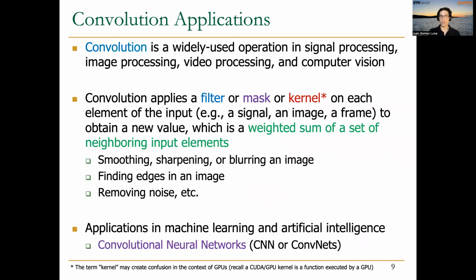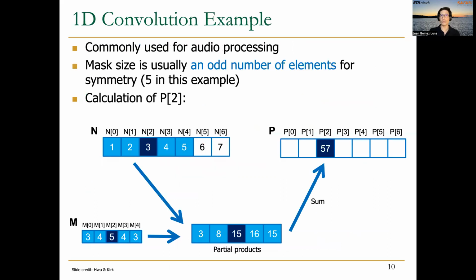We also talked about the convolution. In the convolution, as you might remember, we have a filter or a mask that we place on each element of the input, and we calculate the weighted sum. Convolutions are very important these days in machine learning and artificial intelligence, specifically in convolutional neural networks. We talked about the 1D convolution that is used in audio processing, and as you can see in this example, M, which is the mask or the filter, is applied on top of each of the elements of N, computing some partial products and performing a reduction and obtaining the final value, 57 in this case, of the output array P.